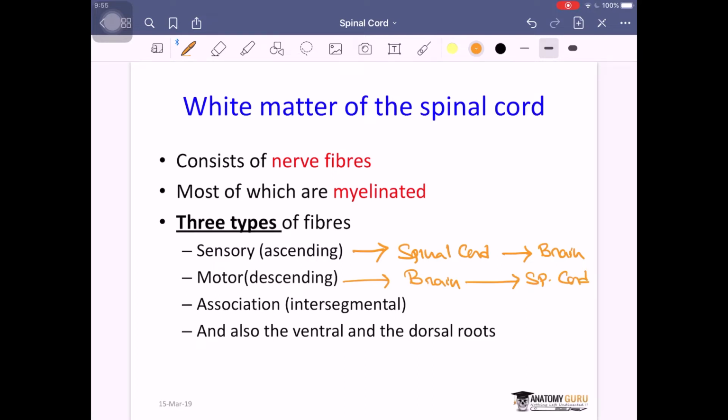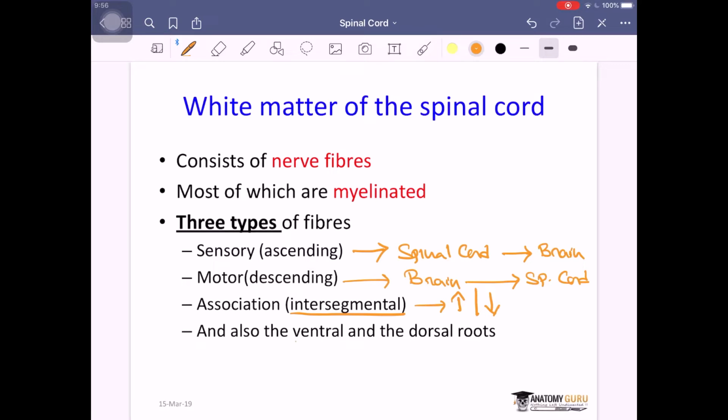Now associations are the ones which are running within the same spinal segment, that is why they are also called intersegmental, or they may run a few segments up or a few segments down, and they run within it. So they are again divided into intersegmental, that is, within the same segment they are running across. So that means the right side of your spinal cord is connected to left side and vice versa. So these are called your association, and association can also be called your commissural, because the anterior white commissure and posterior white commissure are the ones through which your right and left parts of your white matter communicate with each other.